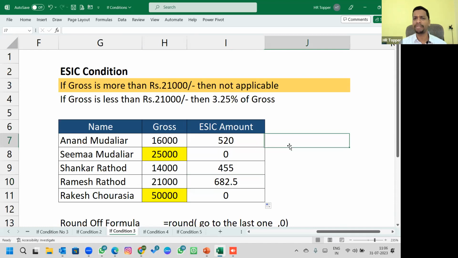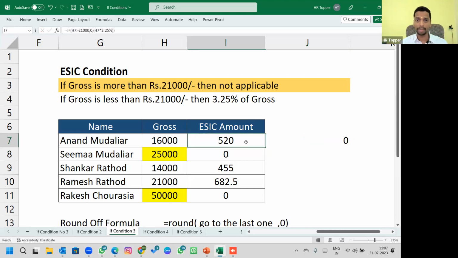Now, what is the rounding off formula? Very simple, understand from my point of view. It is equal to ROUND, open the bracket, go to the last formula. You don't have to put the round formula first. No, that is not the condition. The condition is, first you prepare the formula and keep everything ready the way we have created for ESIC. Then you go for the next one, rounding. So you will use the rounding off as the last option. Okay? So round off: open the bracket, go to the last one, comma, 0. That's it. Close the bracket.